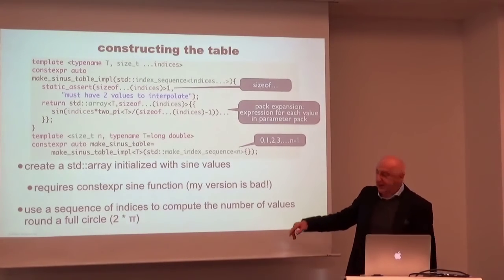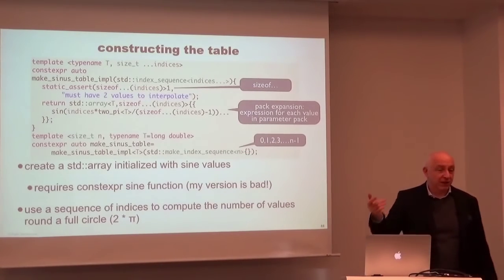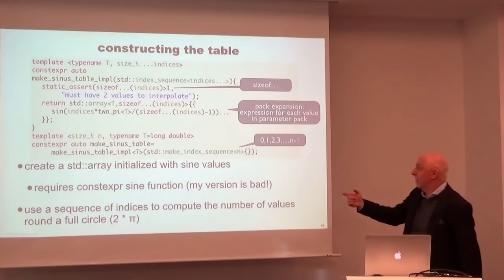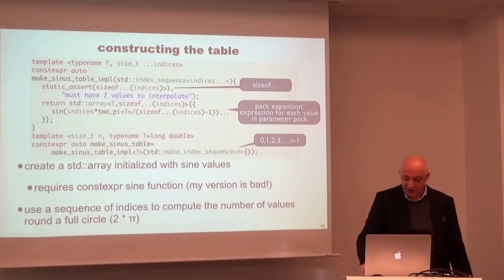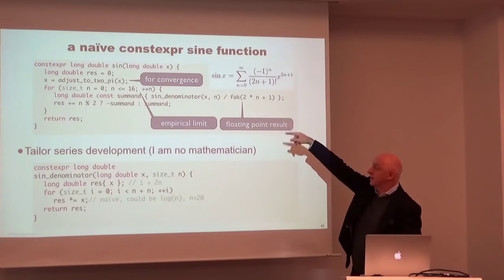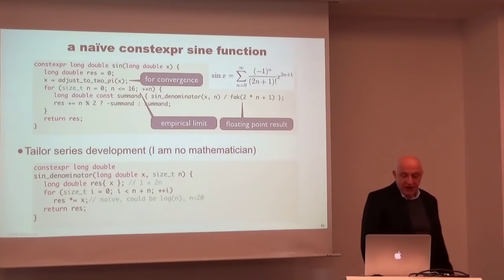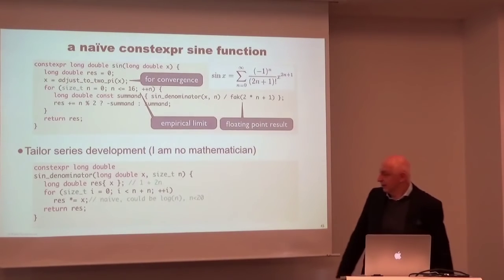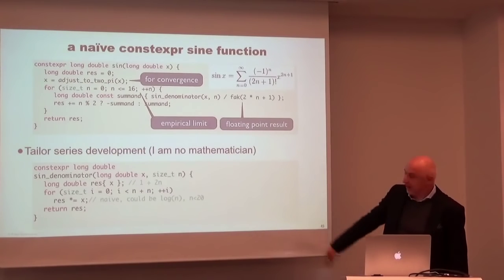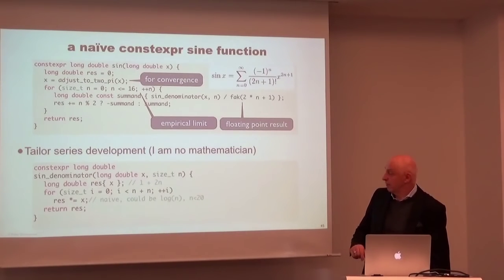And the implementation of that sign cannot be the standard sign function because that's not constexpr, so I implemented my own, which is very, very bad because of my lack of math. It's a Taylor series development, and that converts badly, so I first adjust my value, which I expect to be some doublish thing.